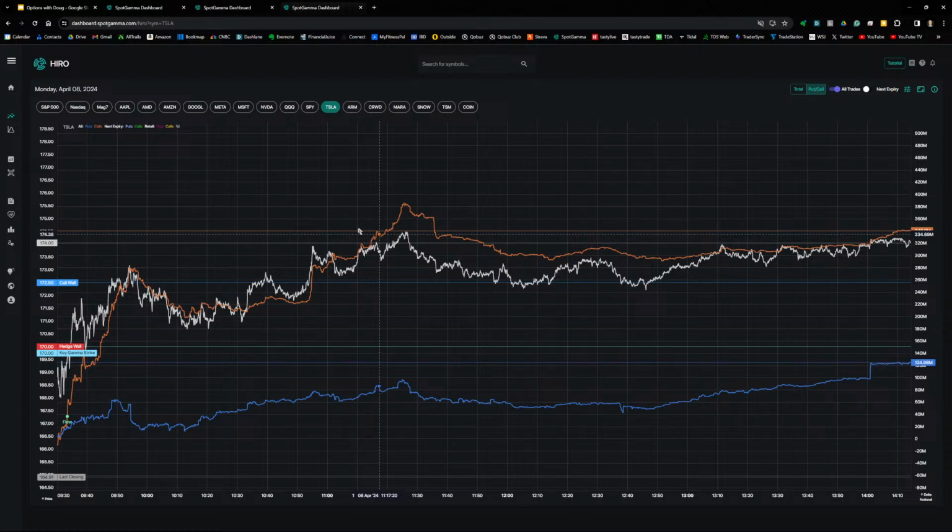Mainly call buyers driving price. So again, when traders buy calls, market makers sell the calls, and they have to buy stock to hedge their delta exposure. And you're welcome, Anurag.